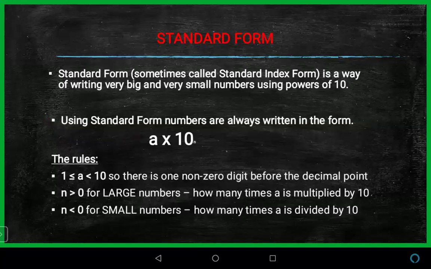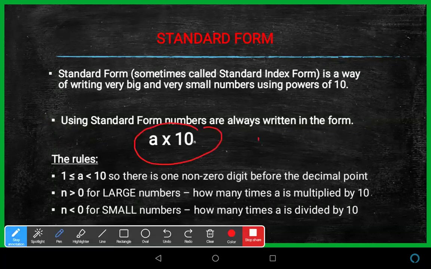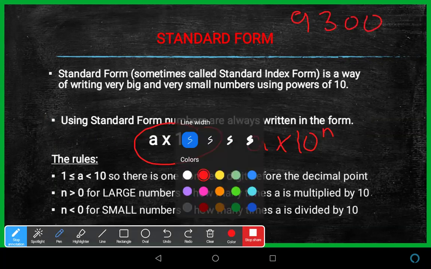So how can we make any number into standard form? This is the formula: A multiplied by 10 raised to a power. This is how we can convert any ordinary number to standard form. First I will explain how we can convert an ordinary number into standard form. For example, if you have a number like 9300, you just need to remember some concepts.